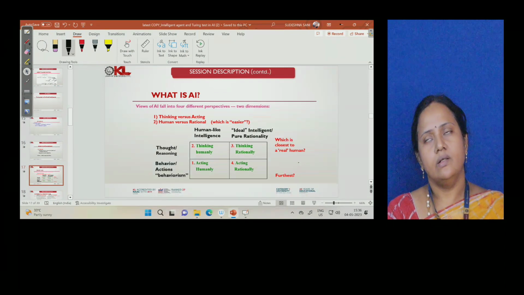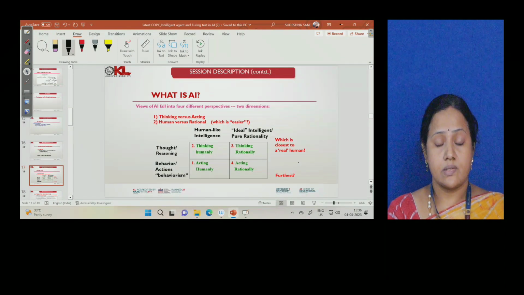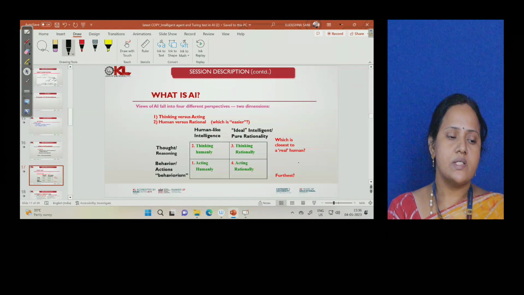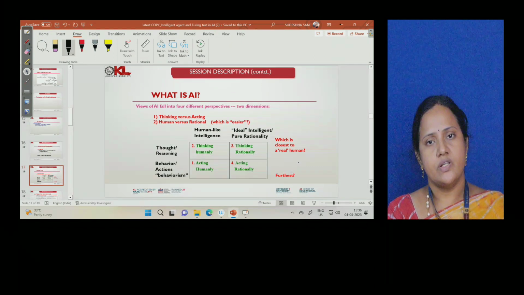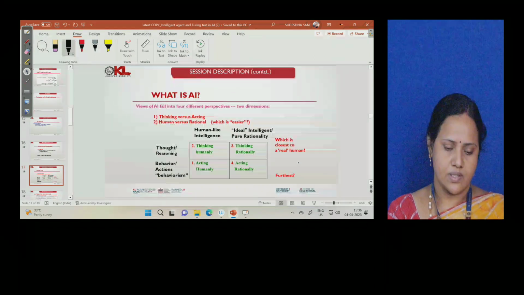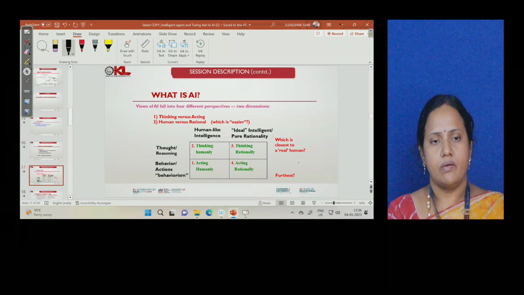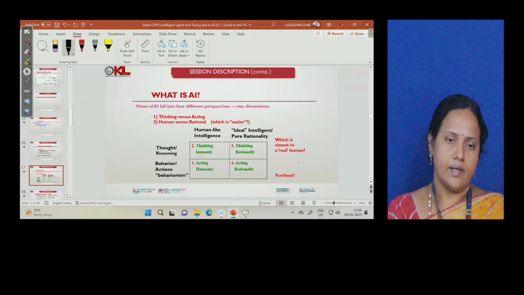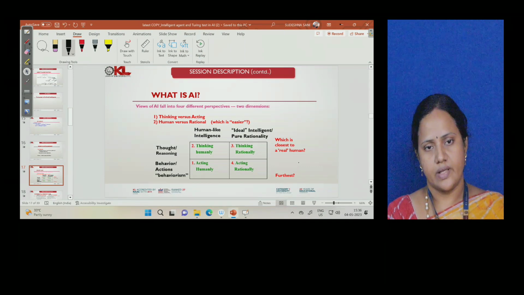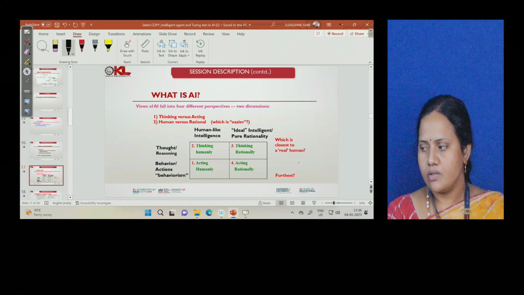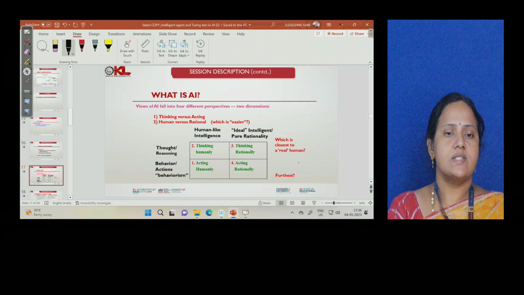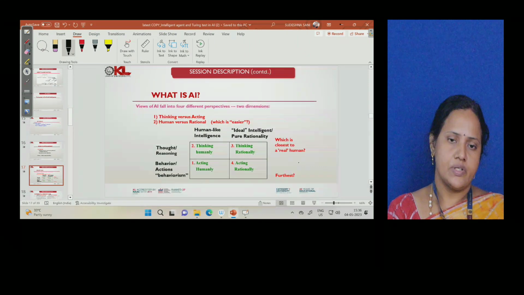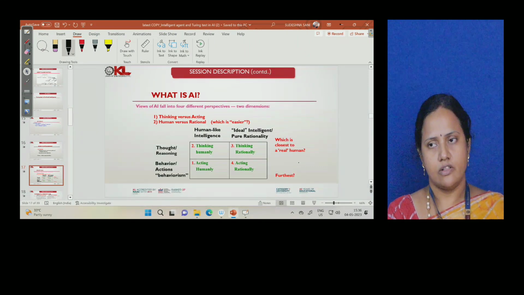This was built a few decades ago. It is not something new. So the 2 dimensions in which we view artificial intelligence, in comparison with the human system and the computer hardware, are 2 things. First is thinking versus acting, right? Next is human versus rational, which is much easier, right? So what are the 4 things we can define here? First is acting humanly, next is thinking humanly, then acting rationally, then thinking rationally. These are the 4 things, right?